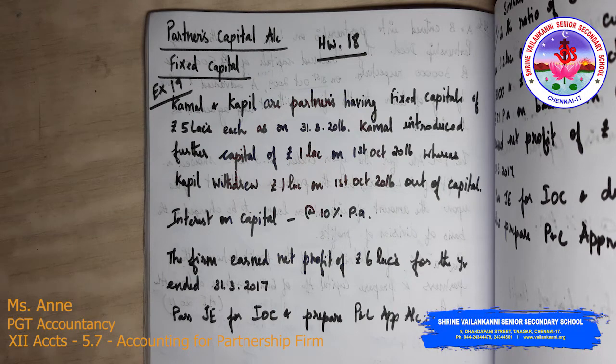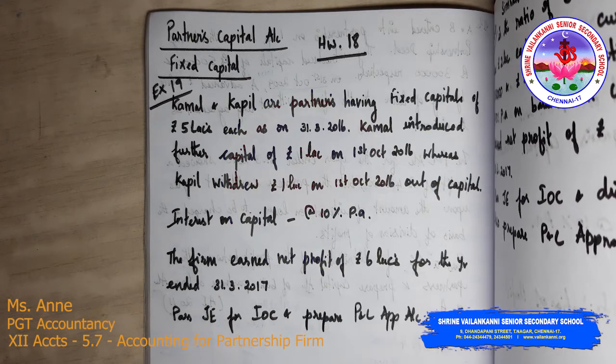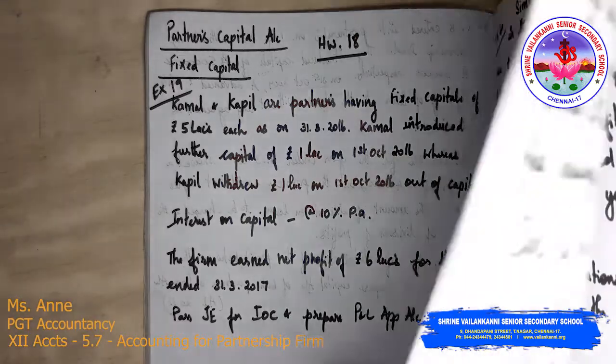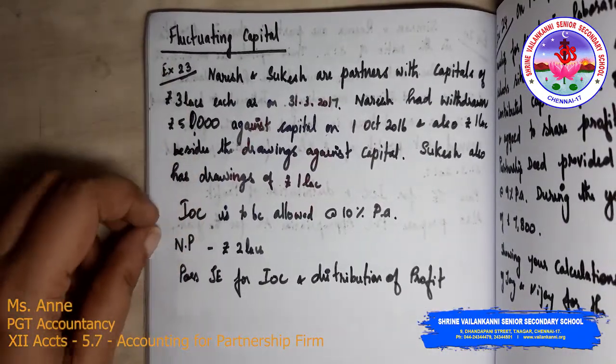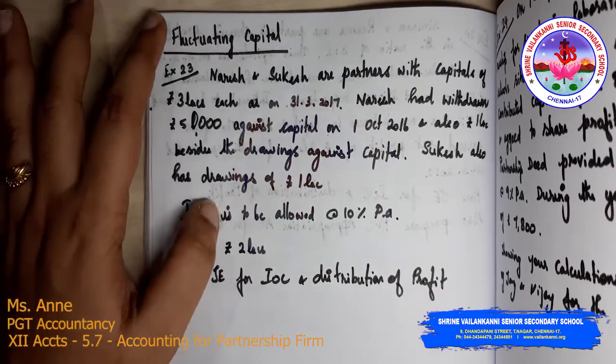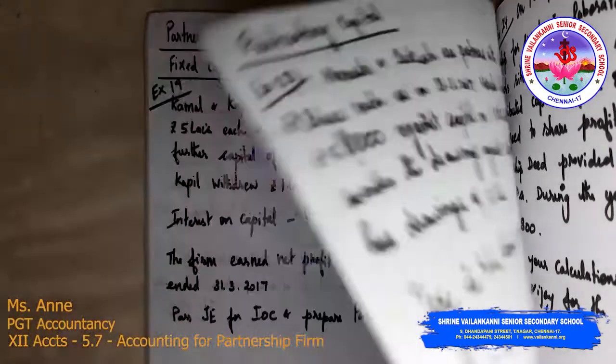This session we are going to discuss partners' capital account. We are all aware that partners' capital account can be prepared using two methods. One is the fixed capital method. The other one is the fluctuating capital method. I have taken a few problems from your exercise so that we can work it out accordingly.